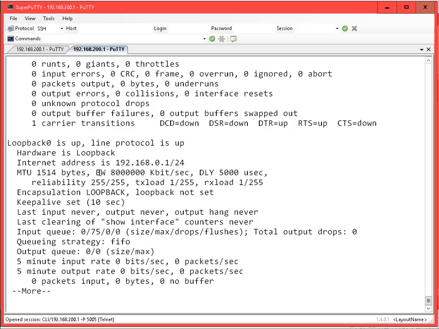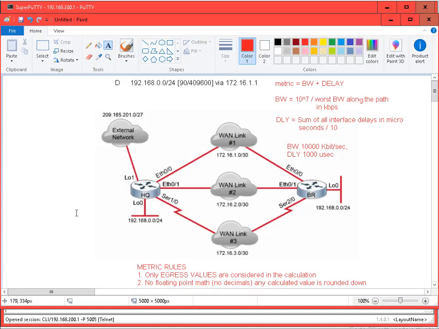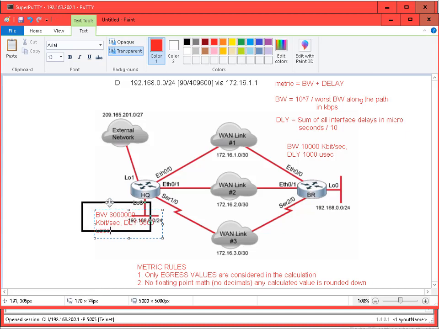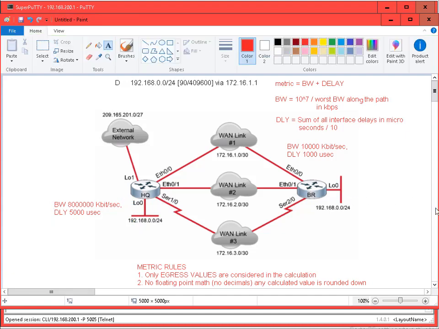There we go. And you can see a loopback interface has the same type of information. It's got bandwidth, it's got delay, it's got reliability, it's got load, and everything else. So I'm going to put that into my diagram here. And now we have essentially everything that we need to do the metric calculation. We've got our bandwidths, we've got our delays, and we can start putting stuff into our formulas.